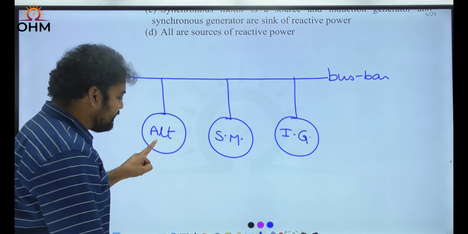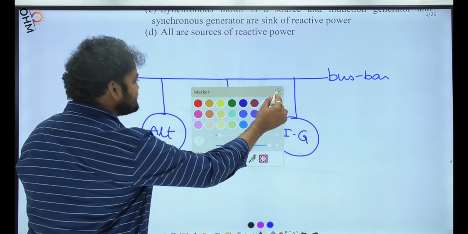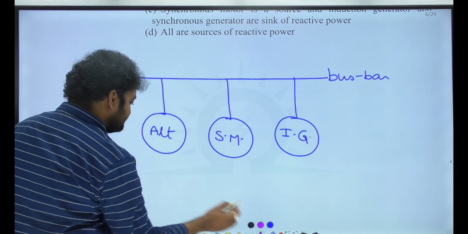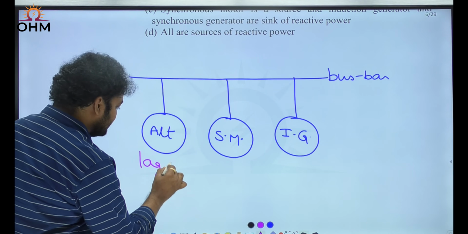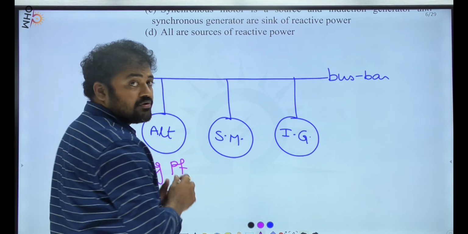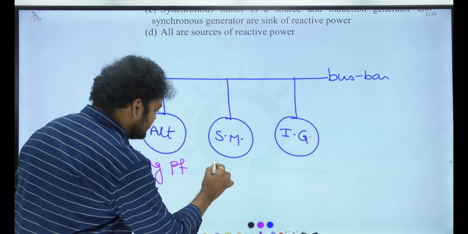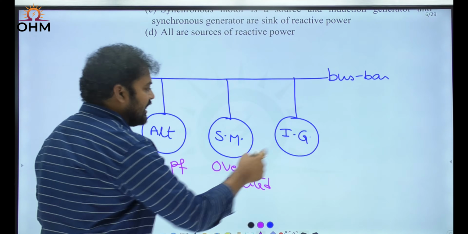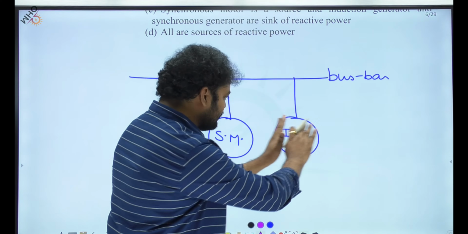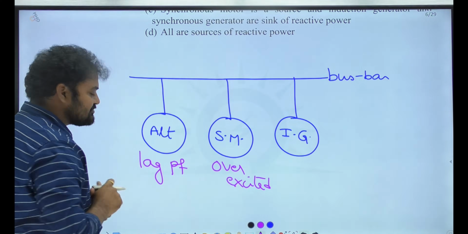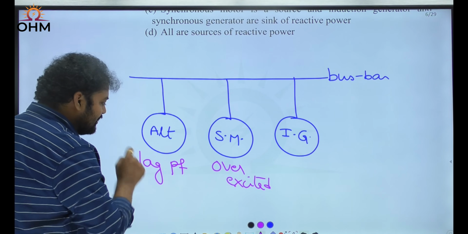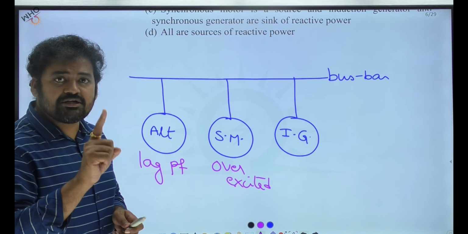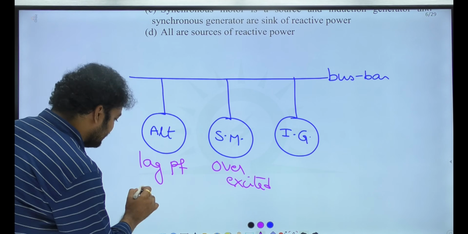Now what is the power factor condition of the alternator? It was very clearly mentioned: the alternator is working at lagging power factor. The synchronous motor is overexcited. This is also given in the problem. And the induction generator, we will talk about it later. Let's first discuss the synchronous machines. An alternator working at lagging power factor means which excitation? Yes, alternator lagging power factor means overexcitation.